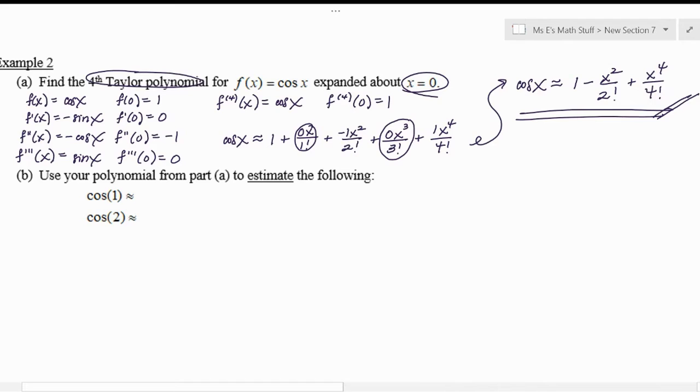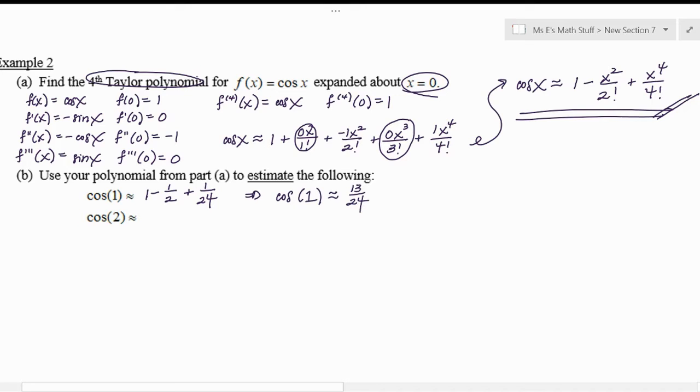So cosine of 1. If you use your polynomial that you got, you would just plug 1 in where all the x's are. So it would look like this: 1 minus 1 squared over 2 factorial, which is 1/2, plus 1 to the 4th over 4 factorial, which would be 1 over 24. And then if we were to simplify that, what would that be? 24 minus 12 plus 1, so that would be 13 over 24. So we would say cosine of 1 radian is approximately 13 over 24.